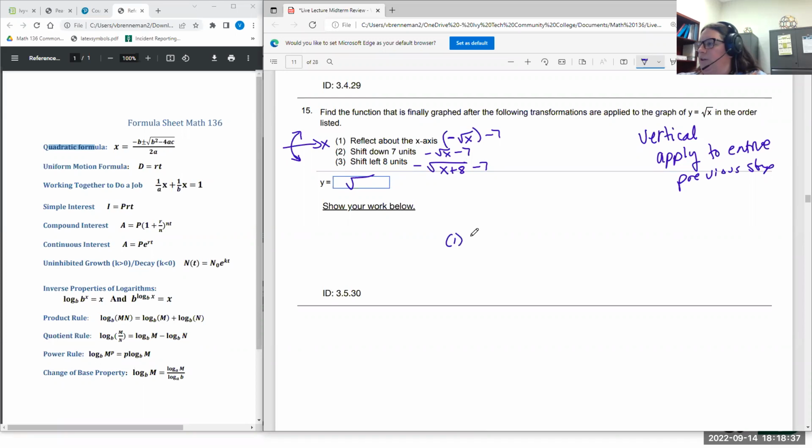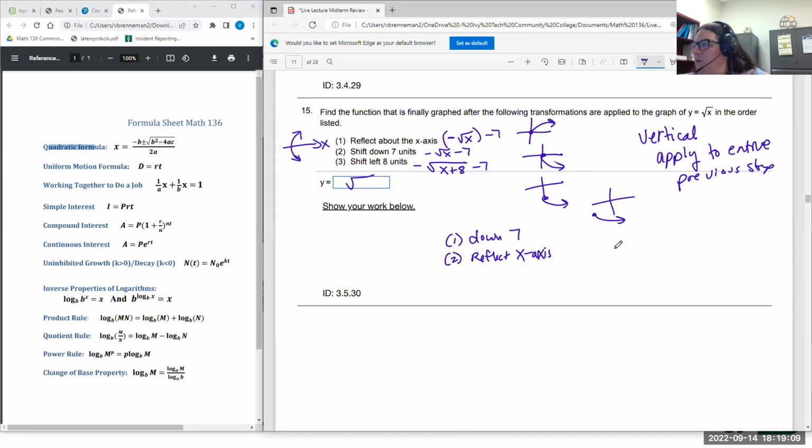So what if it was shift down 7 units and then reflect about the x-axis? Just looking at the graph, what's happening here, we start out with the square root, and then that got reflected. So it's now going down and to the right, and then it got moved down. So it's 7 units below, and then it got shifted to the left. So it's something like this.